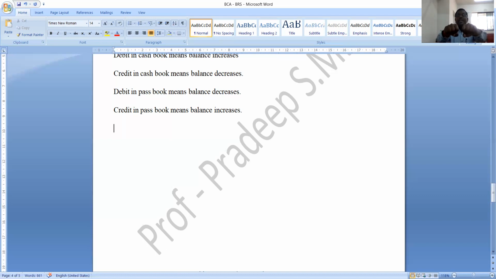See here, direct debits made by the bank or bank charges debited in the passbook. I told you people, debited in the passbook means the passbook balance decreases. So in order to get that passbook balance, even we should reduce the cash book balance. Understood? We should reduce cash book balance.